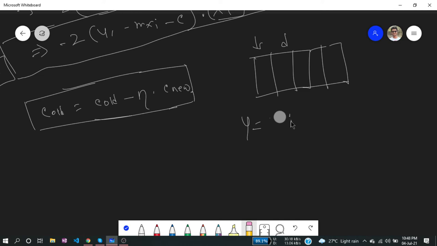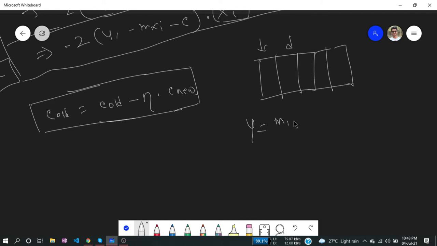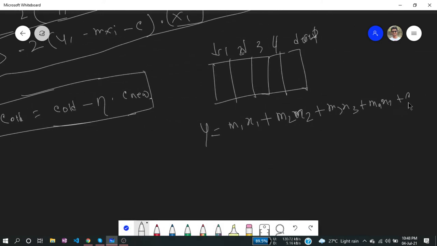m1 x1. Suppose you have 1, 2, 3, 4, just four variables, and one is the dependent variable, right? So this is your first variable. The first variable will be multiplied by slope, m1. Then plus m2 x2, then plus m3 x3, and so on, mn xn, plus c. So this would be your multiple linear regression.